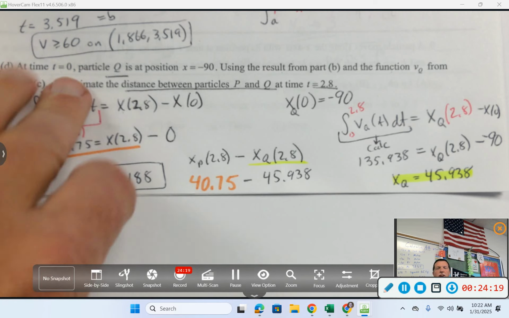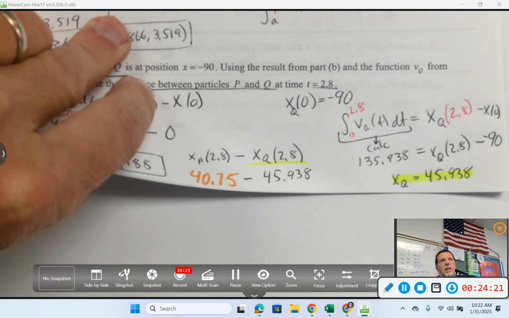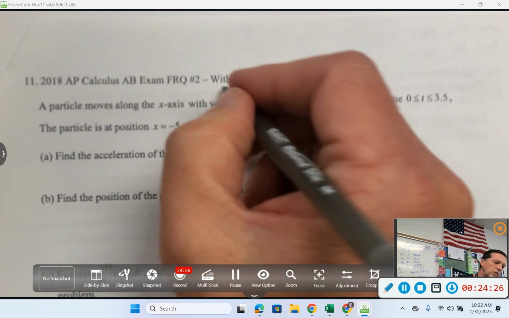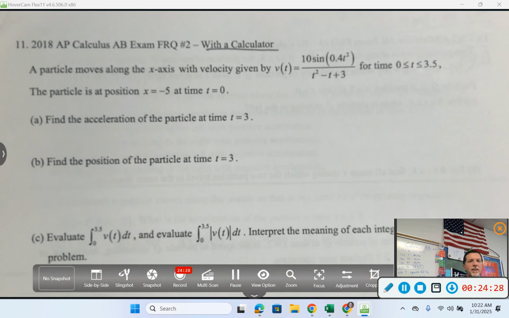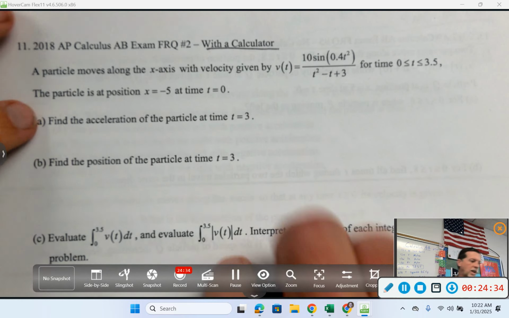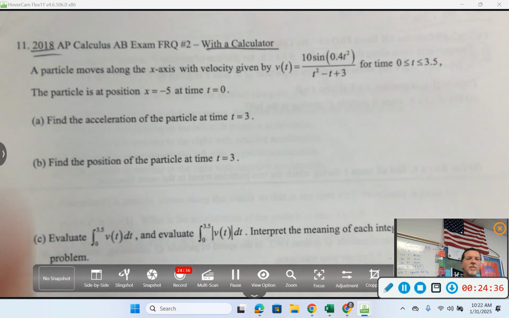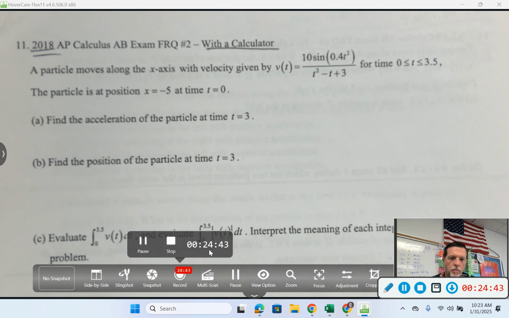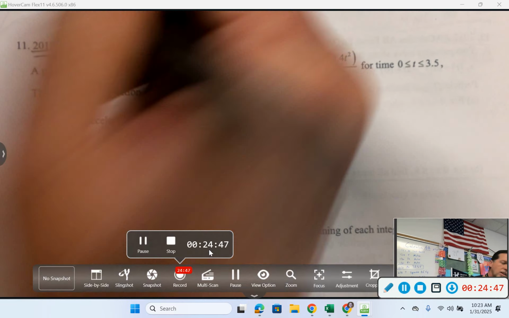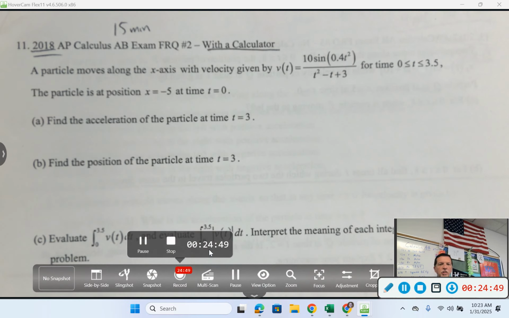Okay, perfect timing on this, I think. I want you to try number 11. It's a little more straightforward. You do get a calculator, but I feel like it's more straightforward. In fact, it was the easiest free response question from 2018. So you try number 11, and then I'll do number 11 in a moment. And by the way, these are supposed to take 15 minutes each.